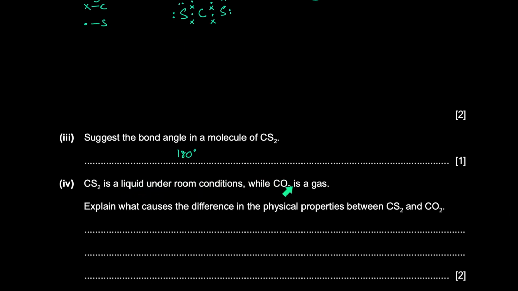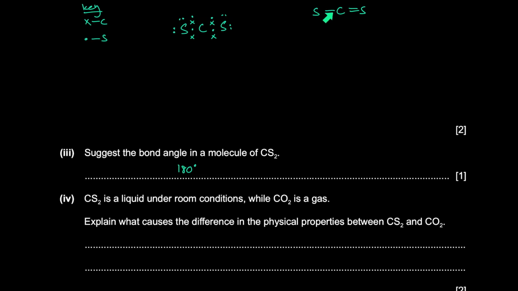CS2 is a liquid under room conditions, while CO2 is a gas. Explain what causes the difference in the physical properties between CS2 and CO2. Now, CS2 and CO2 are both linear molecules, and they're both non-polar. There's no net dipole. So why does CS2 have a greater boiling point than CO2? Now, since they're both non-polar molecules, they both have van der Waals forces due to instantaneous induced dipoles, right? But because CS2 has more electrons, it has stronger van der Waals forces.